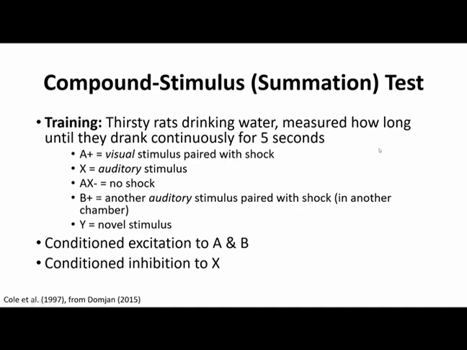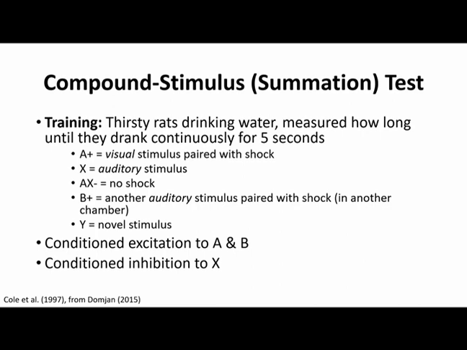And our measure here of behavior is looking at how long it takes for them to drink continuously for 5 seconds. And so here the idea is that if a rat is say anxious or nervous about something, they would drink very briefly and then stop, and then drink briefly and stop, and drink briefly and stop. So if they are more nervous, it would take longer for them to sit still and drink for a full 5 seconds than if they were calm.